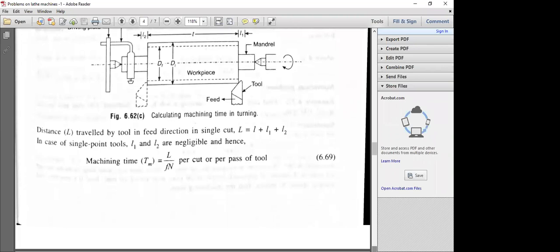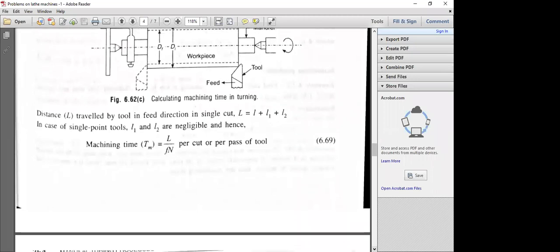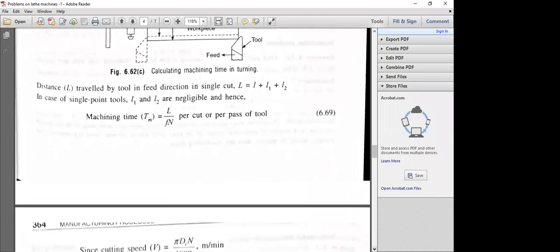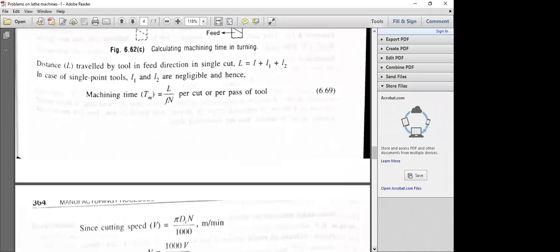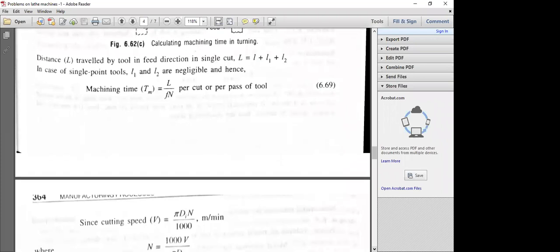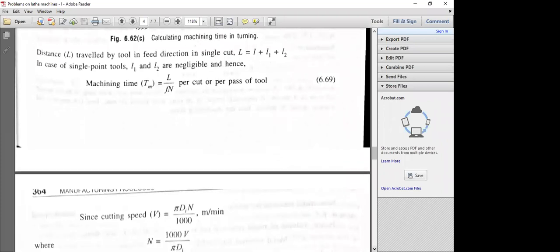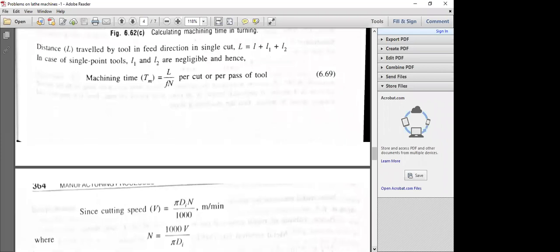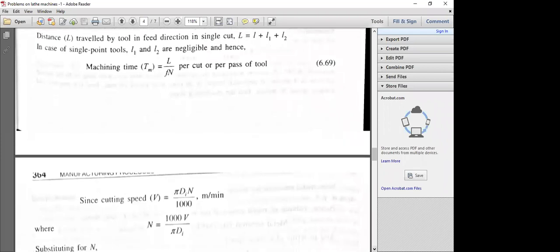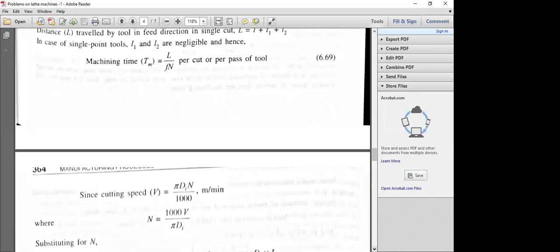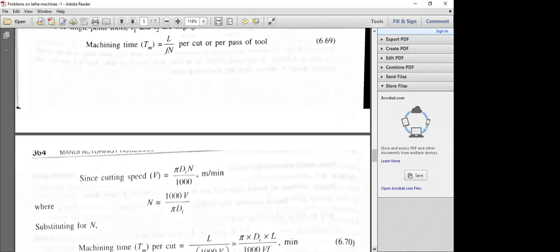So next we have to discuss the cutting speed. Already we have seen V is equal to pi di into N by 1000, or N is equal to 1000 into V by pi di. So you have to rearrange the terms for the capital N. The cutting speed formula you have to remember, it is in meters per minute.